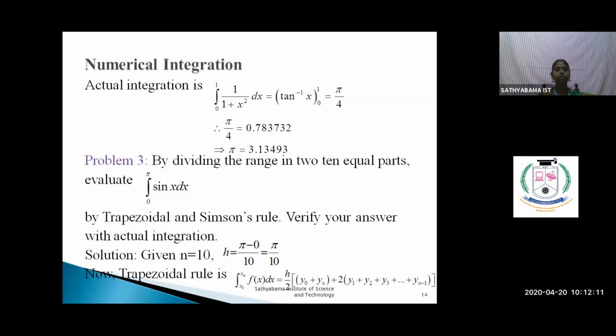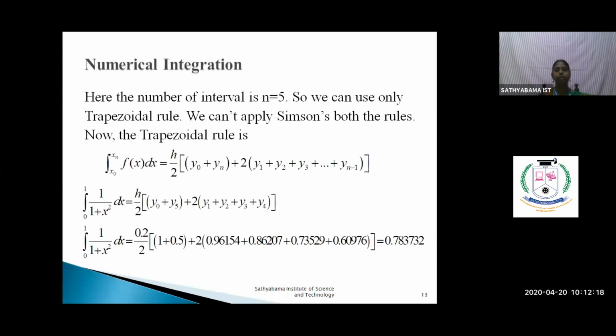Okay. The second question is: can I use Simpson's 1/3 rule and Simpson's 3/8 rule? That's the question, and it is answered here. Since the number of intervals is 5, we cannot use Simpson's 1/3 rule, because we can use Simpson's 1/3 rule only if the number of intervals is even. So n equal to 5 is not satisfying that condition. So we can't apply Simpson's 1/3 rule.